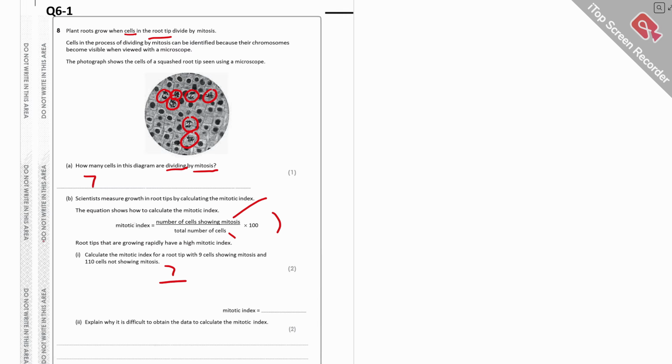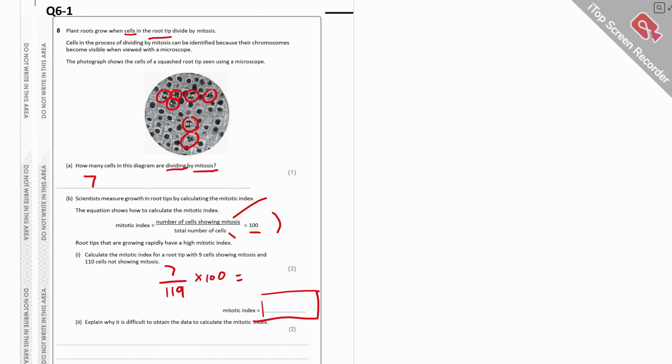divide that by roughly 119 they've got here, and then we multiply it by 100. Right, they've got 9 divided by, right, that'll be your answer, and that'll be sufficient, I think.